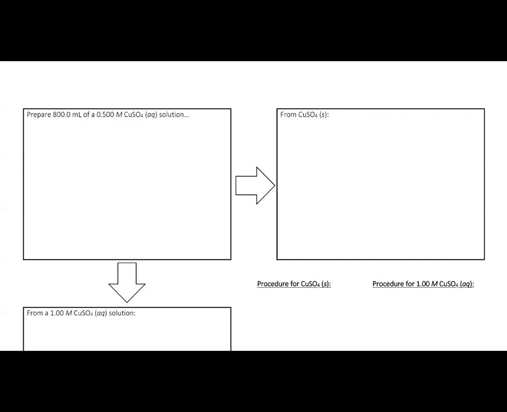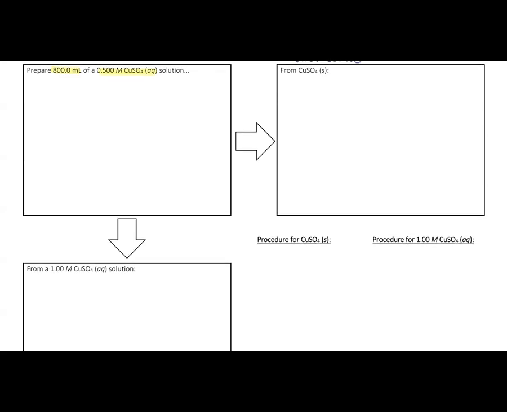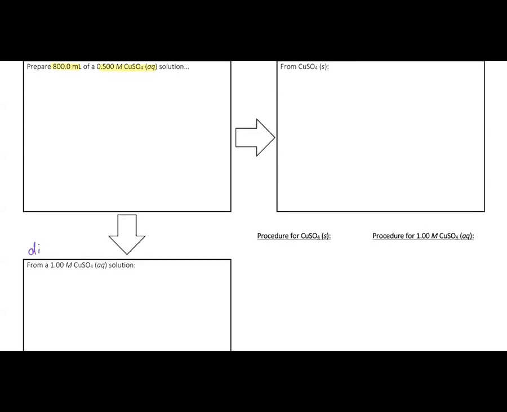So we have looked so far at two different ways to make a solution, and one of those is using a solid solute, and the other is with a dilution. So we are going to look at how to make an 800 milliliter solution of 0.5 molar copper 2 sulfate using both of these methods. Over here to the right, this is going to be a solid solute. Down here at the bottom, this is going to be a dilution.